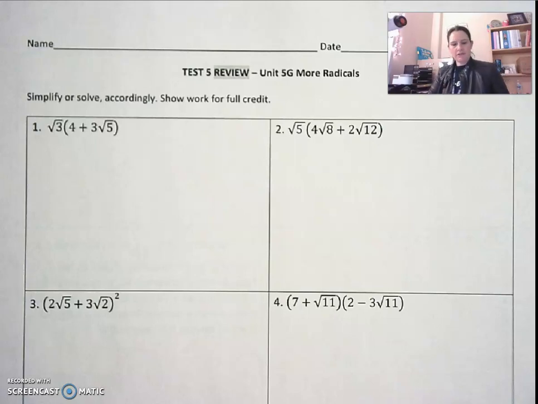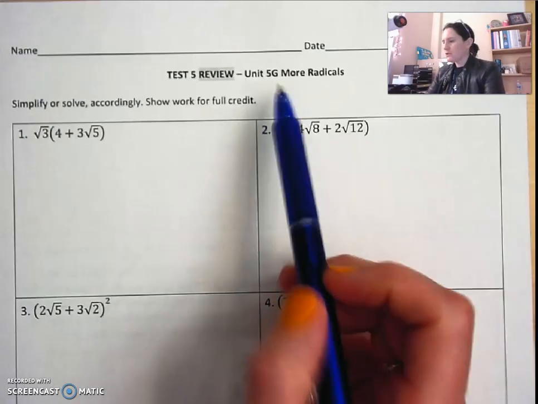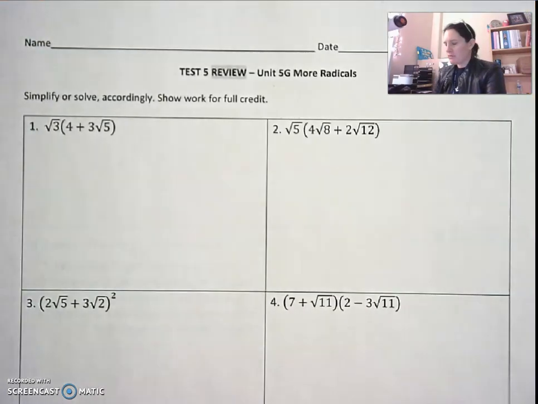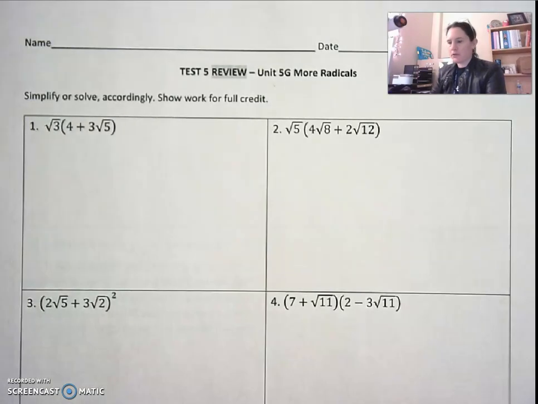All right, here is the video for our test review for Unit 5G, more radicals. So in this first problem, we are distributing the radical 3.